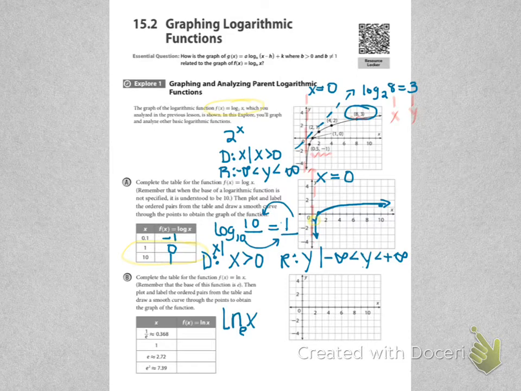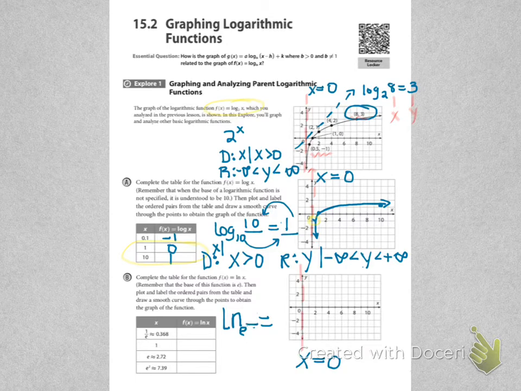I'll still have a vertical asymptote right there at x equals 0, and that's because I can never raise e to anything and have the result be 0 or negative. So I know that the graph just ends there at the y-axis. The graph does not pass that. But as far as the other points that I want to put on my graph, I'm going to do kind of the same thing I just did.